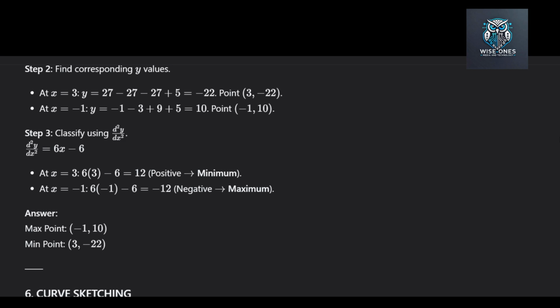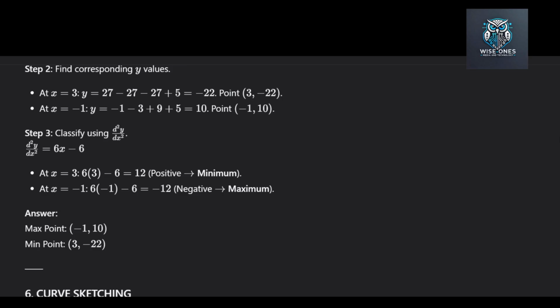X equals -1. Y equals -1 cubed minus 3 times -1 squared minus 9 times -1 plus 5. Negative 1 cubed is negative 1. Negative 1 squared is 1. So minus 3 times 1 is minus 3. Minus 9 times negative 1 is plus 9, plus 5.